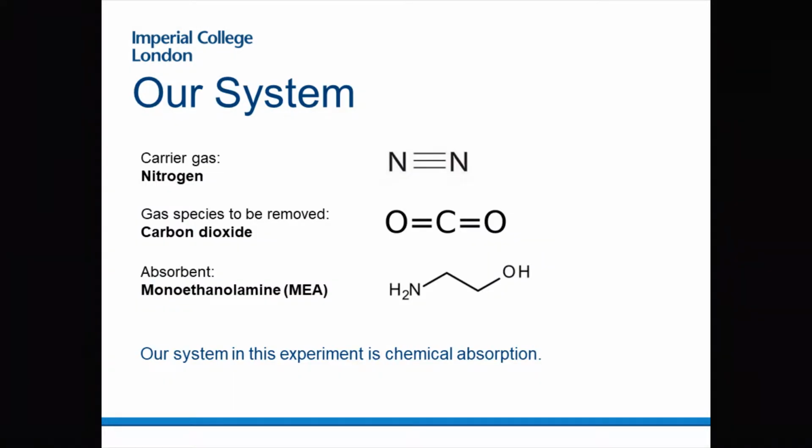This is a dilute system as the relative concentration of CO2 is low. In our case, the carrier gas is nitrogen and the liquid absorbent is aqueous MEA solution. The solute to be transferred from gas to liquid is CO2. There are two types of absorption, physical and chemical absorption. This is a chemical absorption because aqueous MEA reacts with CO2 chemically.